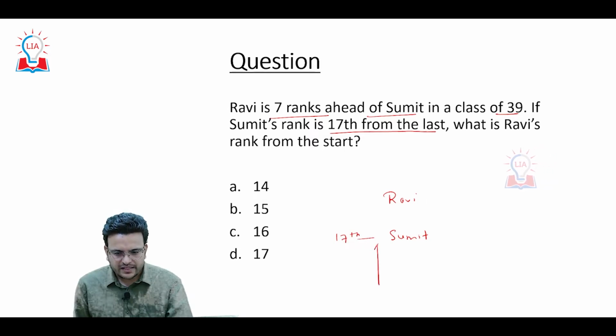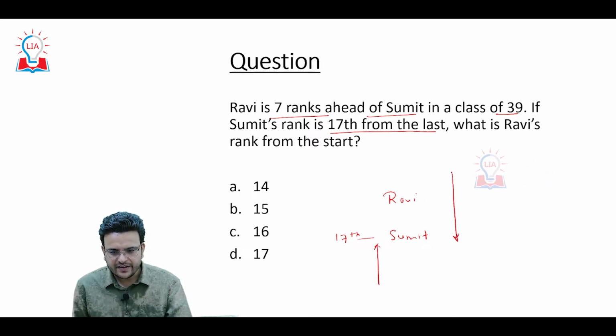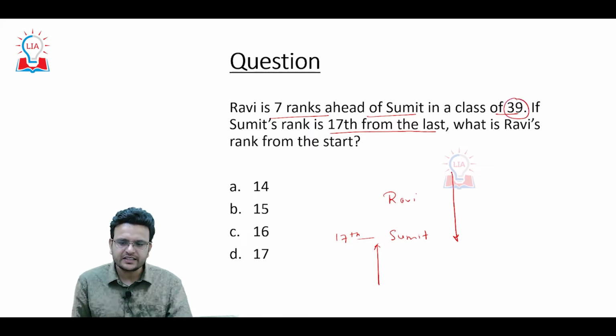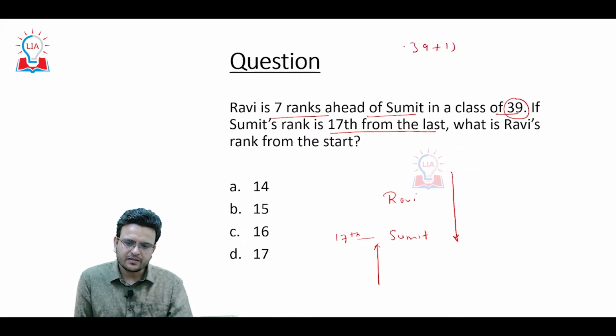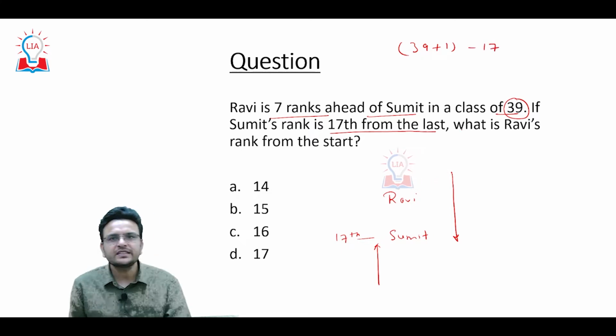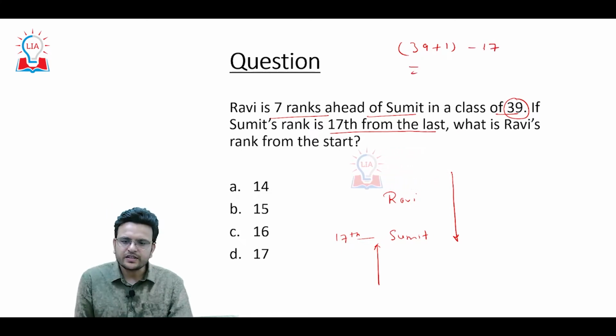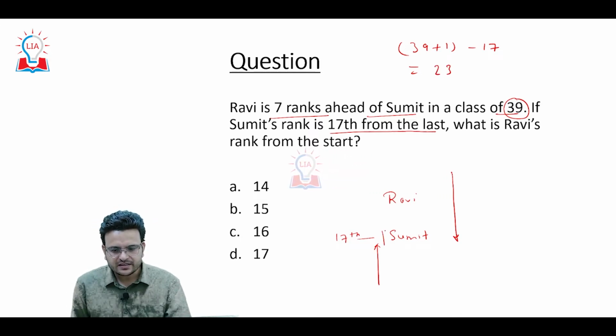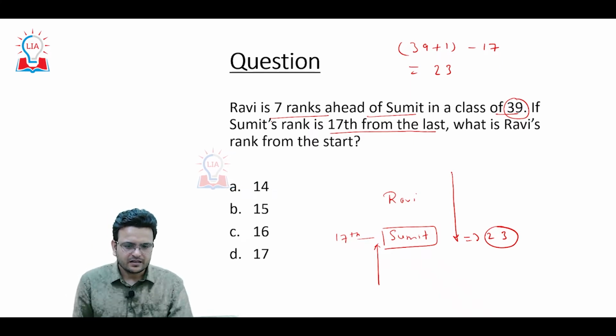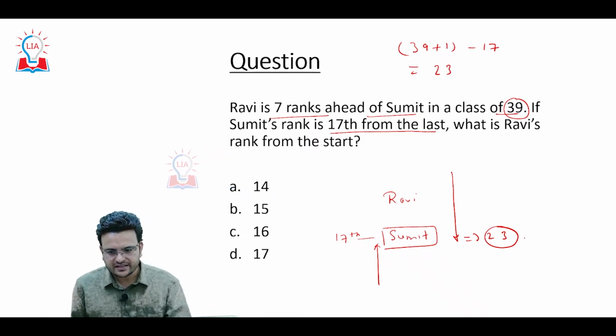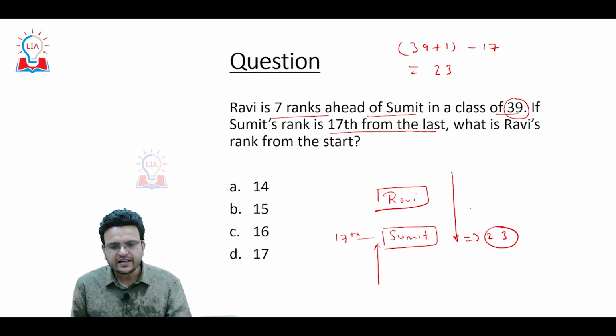From the starting his rank will be total students 39 plus 1 minus 17. It will be 40 minus 17, that is 23. So from the starting Sumit's rank is 23rd. Ravi is 7 ranks ahead. So Ravi's rank from the starting will be 23 minus 7, that is 16.